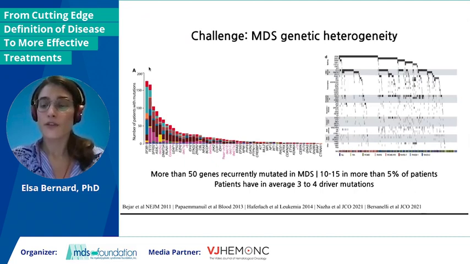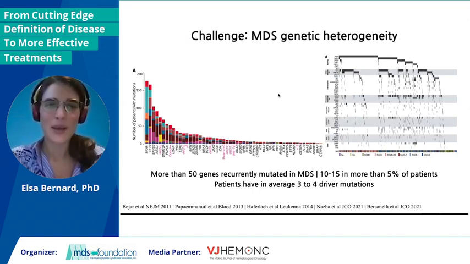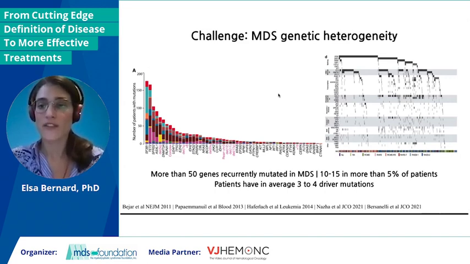Yet, thanks to many different studies from several groups in the last decades, we have a very good knowledge of the molecular landscape of the disease, where more than 90% of patients have a molecular lesion recognized as oncogenic. But the genetic heterogeneity of the disease has challenged incorporation of molecular markers into classification schemas. Only 10 to 15 genes are mutated in more than 5% of patients, and patients have, on average, 3 to 4 driver mutations.